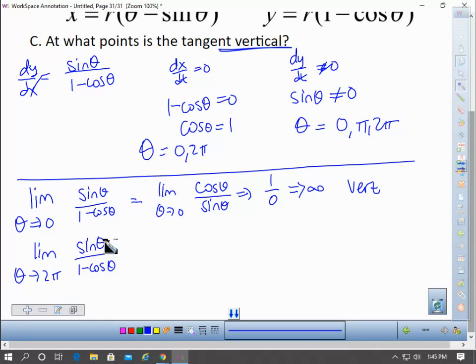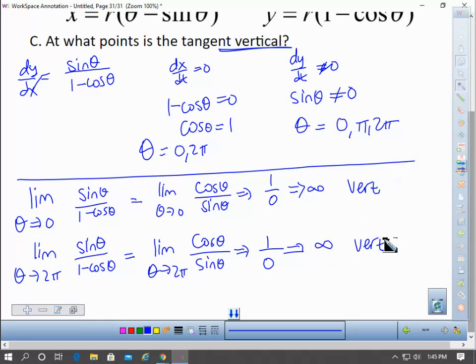Same down here. When you put a 2 pi in here, you're going to get 0 over 0. So I'm going to do L'Hopital's rule, which is the derivative of the top divided by the derivative of the bottom. And then you try again. You put 2 pi in here. The cosine of 2 pi is 1. The sine of 2 pi is 0. 1 divided by 0 is undefined, so that goes to infinity, which means we have a vertical tangent line.